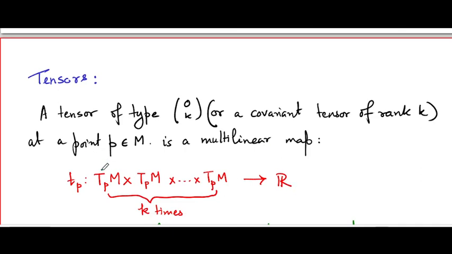So, the domain of Tp is TPM cross and so on, cross TPM, k times. Different TPMs are getting Cartesian producted here. What that essentially means is that the domain consists of tuples of k vectors. And the range is the set of real numbers. What is important in addition to this is the demand of multilinearity.